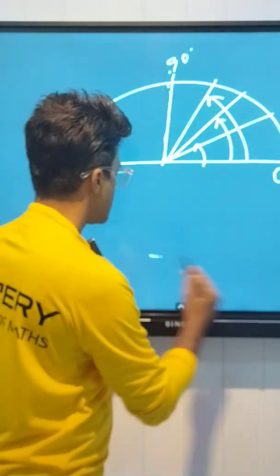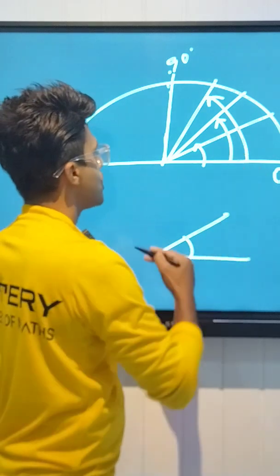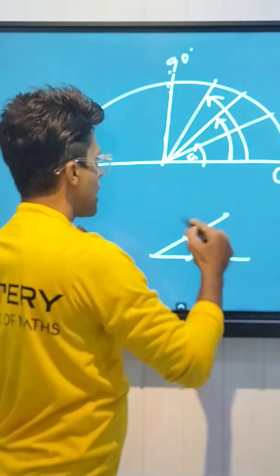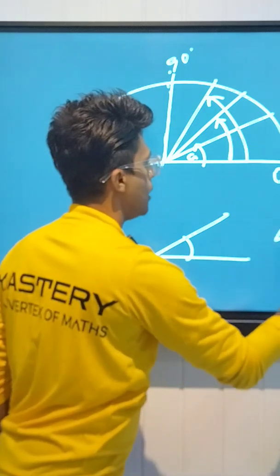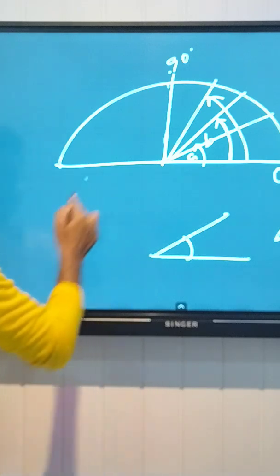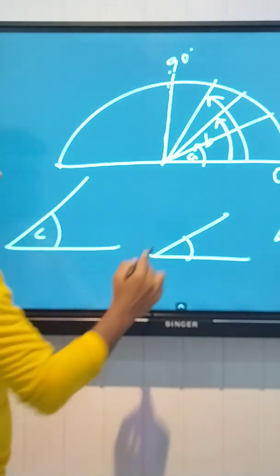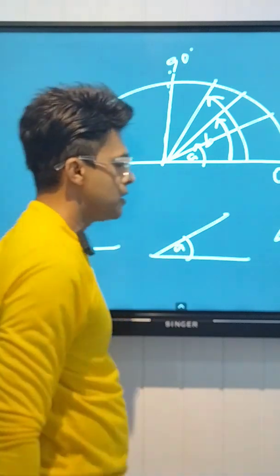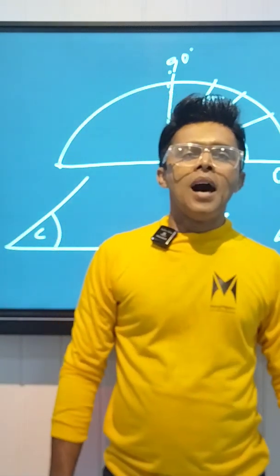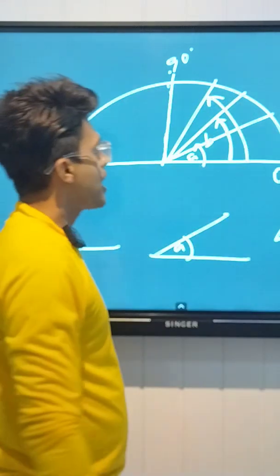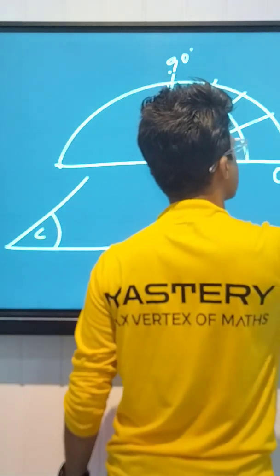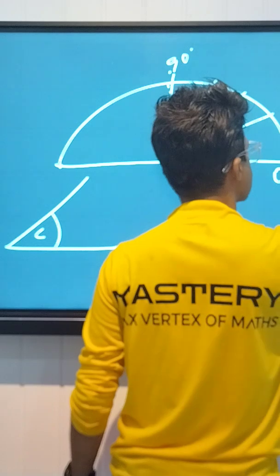All these angles, right? I will name this one as A. So this angle is B. This bigger angle is C. So all these angles are between 0 degrees and 90 degrees. These types of angles we name as acute angles. Okay, these angles are acute angles.